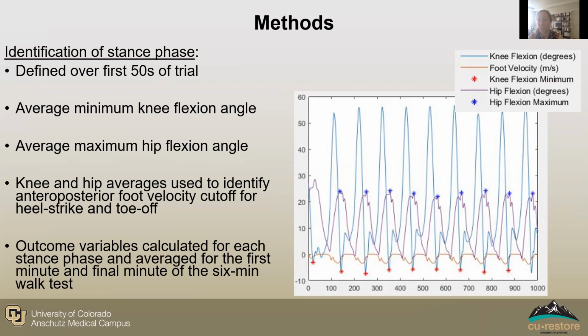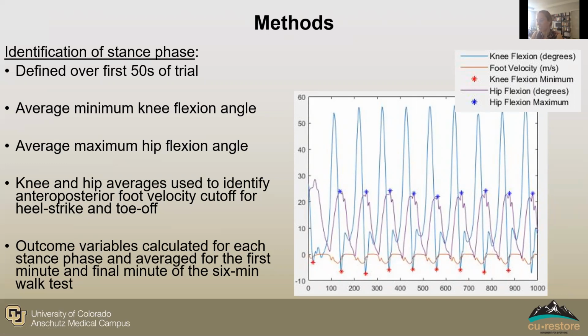To identify each stance phase, over the first 50 seconds of each person's trial, I identified local minimum knee flexion angle, identified by this red star, as well as local maximum hip flexion angle, identified by this blue star. At the location of the stars, I identified the antero-posterior foot velocity and took an average of that velocity for each of these local maxima and minima. And at the end, I found a foot velocity cutoff.